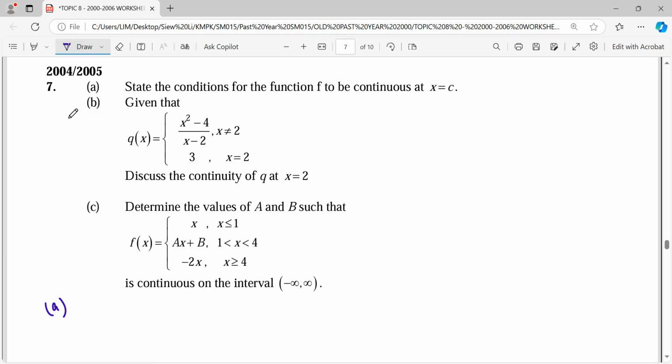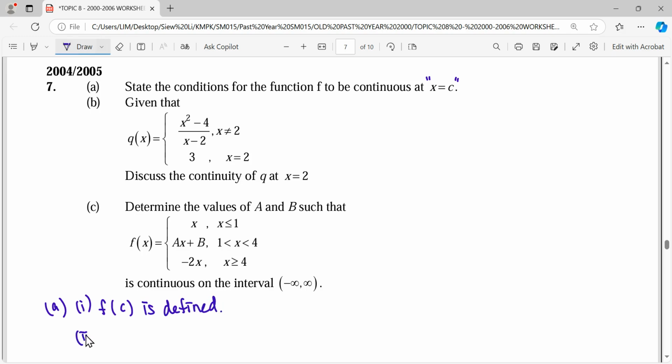So for this question, it says state the conditions for the function f to be continuous at x equals c. So the point here is x equals c. The first condition of continuity is the coordinate. The coordinate of c must be defined. So f(c) is defined.